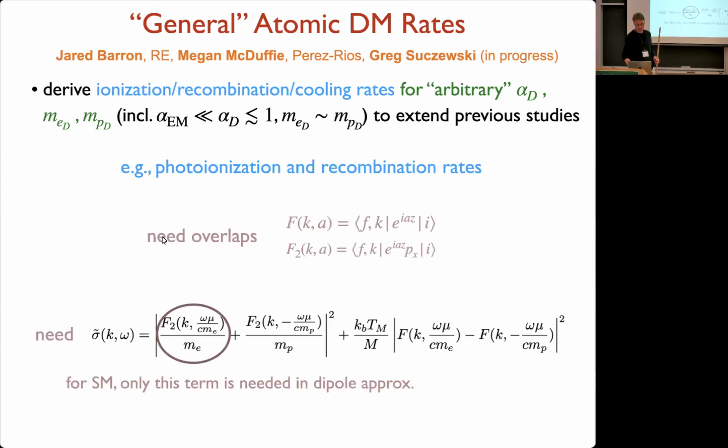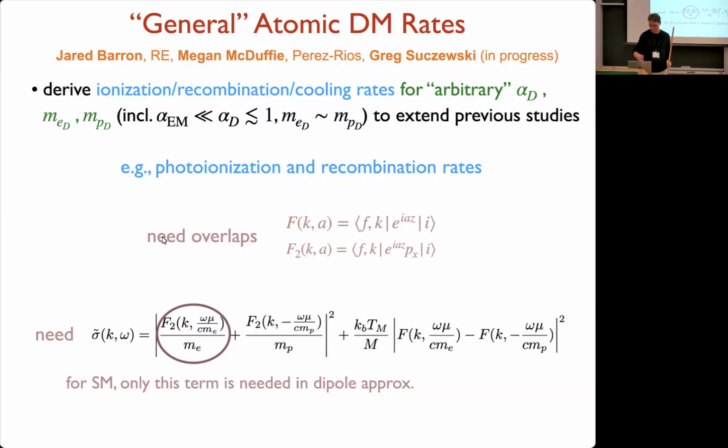I will not discuss these equations in detail. This is a work in progress, led by two of my students and also Jared Barron, who was here. It gets quite complicated, but it's just quantum mechanics. In principle it's very simple, but actually solving it gets quite complicated. Just looking at, for example, the ionization and recombination rates, you need to calculate some overlaps for the initial and final states. There's some quantity sigma tilde that you can define. Only one of these appears in the standard model, and only in a dipole approximation. But in principle, you've got to include these other higher order terms.